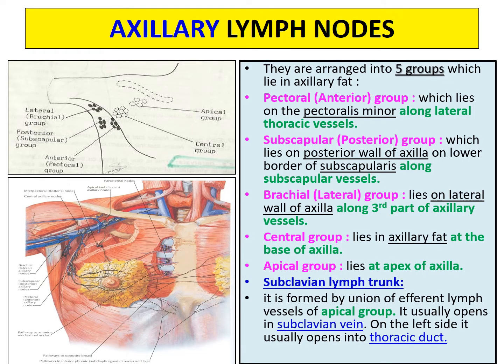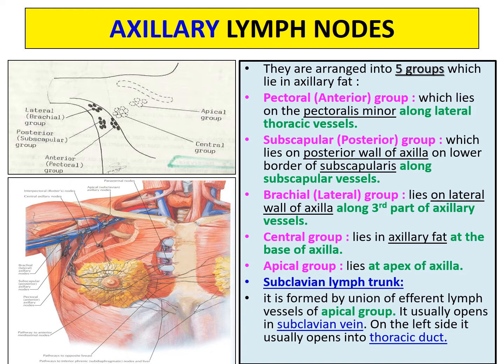The axillary lymph nodes are arranged into 5 groups which lie in the axillary fat. They are pectoral group, subscapular group, brachial group, central group, and apical group. The pectoral is an anterior group which lies on the pectoralis minor along the lateral thoracic vein. The subscapular, a posterior group, lies on the posterior wall of the axilla on the lower border of the subscapularis along the subscapular vessels. The brachial, which is a lateral group, lies on the lateral wall of the axilla along the third part of the axillary vessels. The central group lies in the axillary fat at the base of the axilla. The apical group lies at the apex of the axilla.